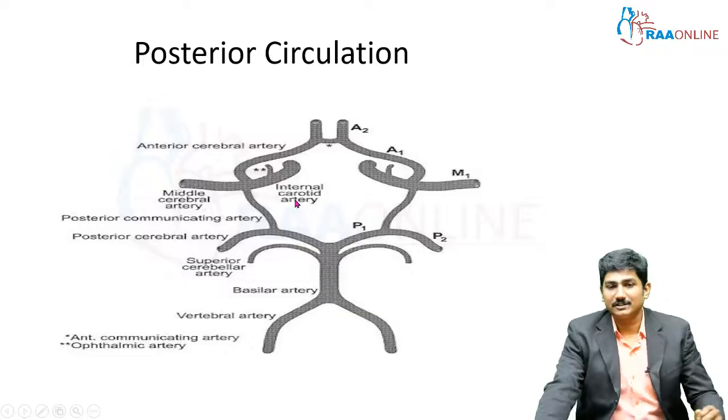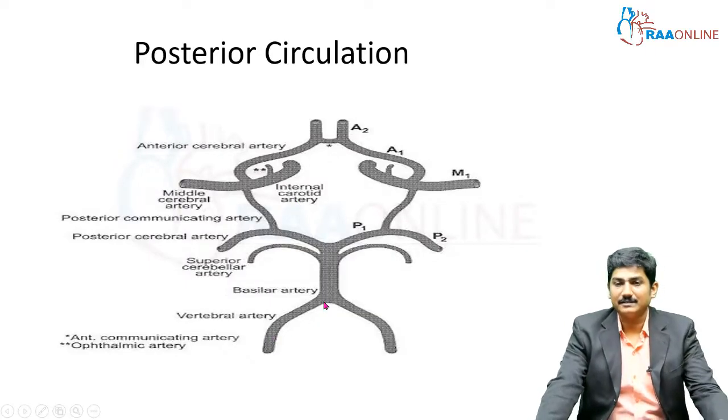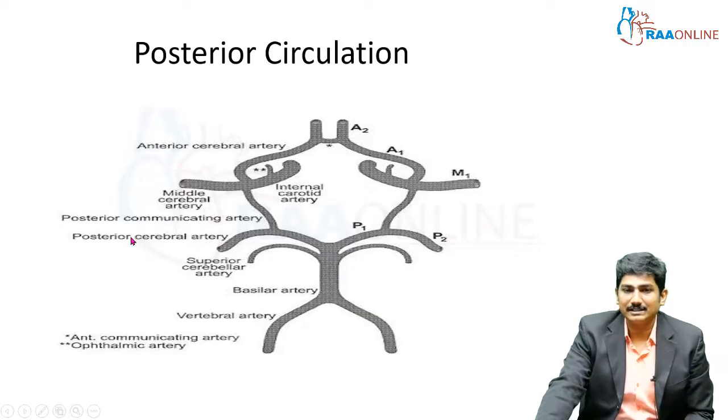Now coming to the posterior circulation. The vertebral arteries join to form the basilar artery, which divides into the posterior cerebral arteries.